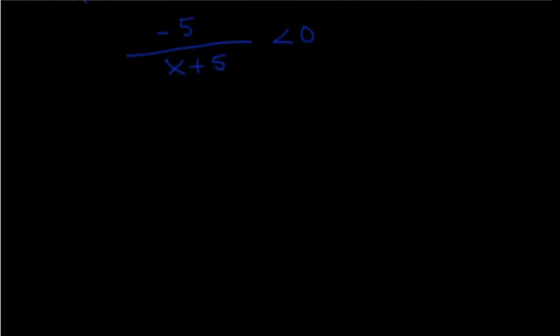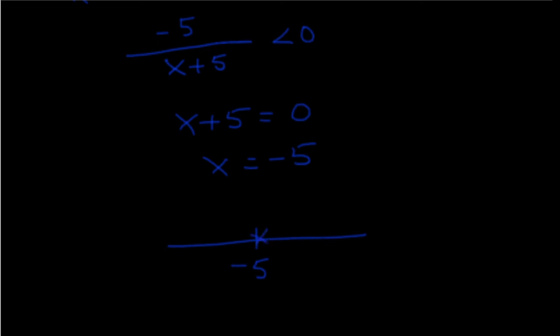The top is never equal to 0, so we're only going to look at the bottom being 0. And that is when x is negative 5. So let's draw a number line and put a negative 5 on there. We don't want to include negative 5 because that would make this denominator here equal to 0. We don't want that.